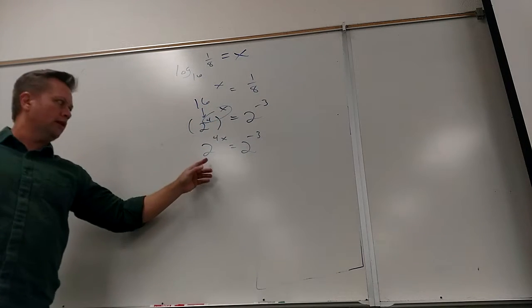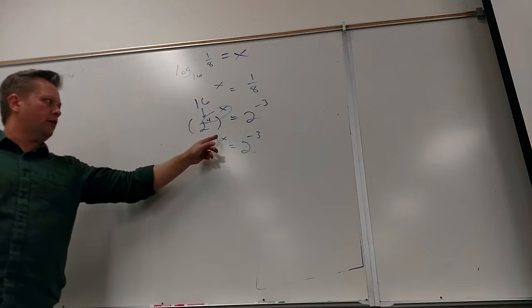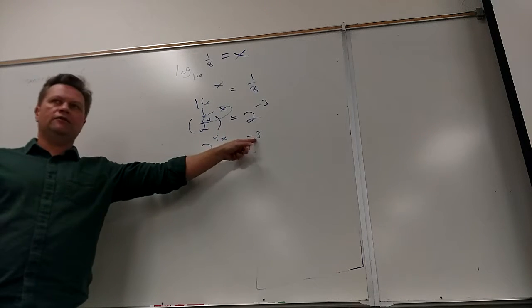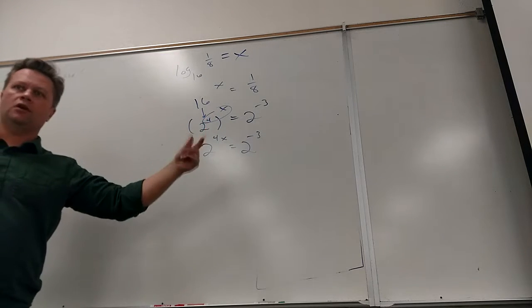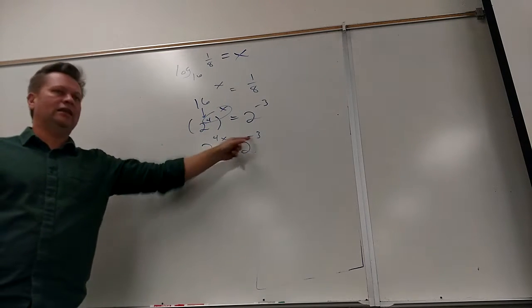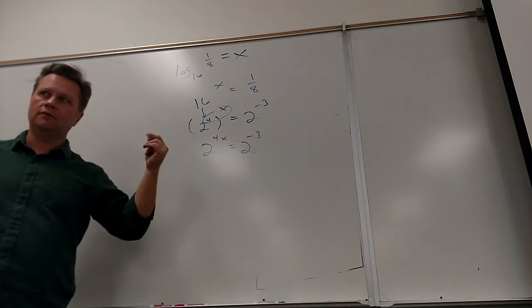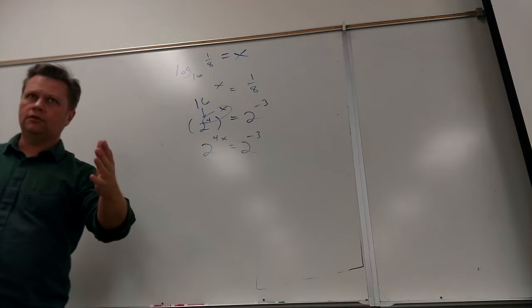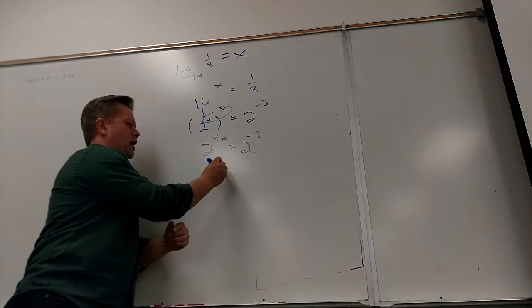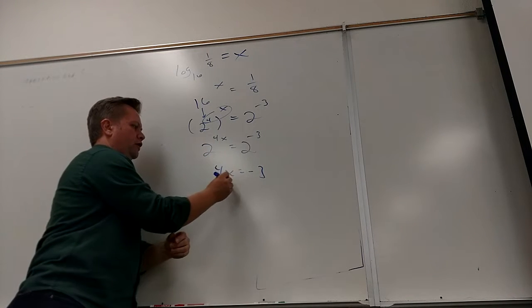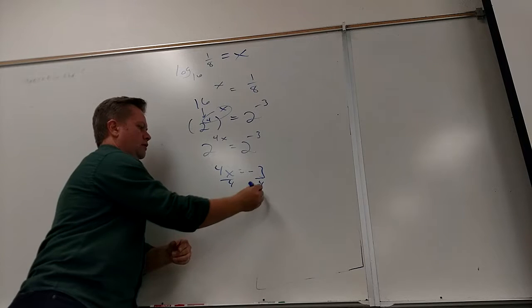Do you see why that's important? Now, what's got to be true about 4x and negative 3 in order for this to be true? They have to equal each other. The only way 2 to this can equal 2 to that is if this and that are equal. Do you guys get that? So then that has to equal that. So therefore x is negative 3/4.